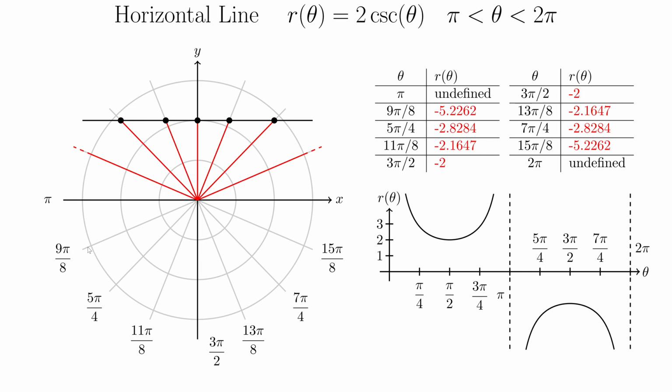So when you're at 9 pi over 8, you travel negative 5.2262. So normally you go this way if r is positive, r is negative, so you travel over here. And this is theta equal to 9 pi over 8, and r is negative 5.2262. And same if you're at 5 pi over 4, then you have negative 2.8284 as the r value, so you travel backwards, and you get to the dot on that line. 11 pi over 8, negative 2.1647, travel backwards, you get to this dot. 3 pi over 2, r is negative 2, travel backwards, you get to this dot. So you're actually retracing the line again.